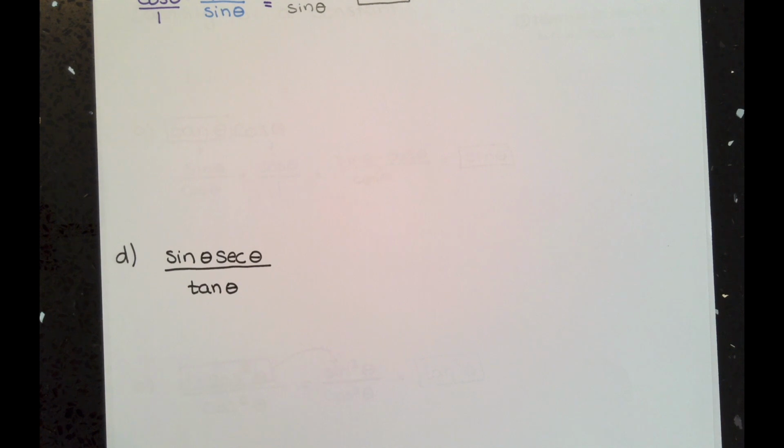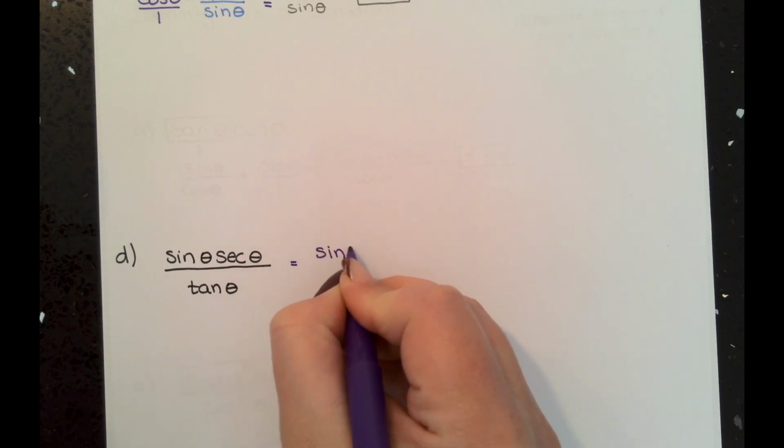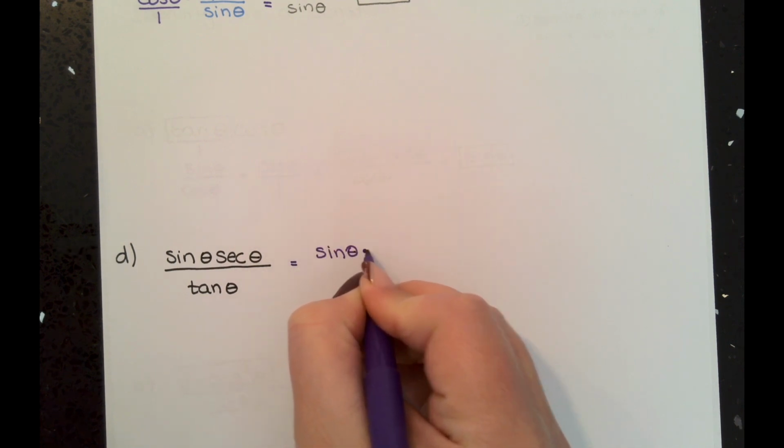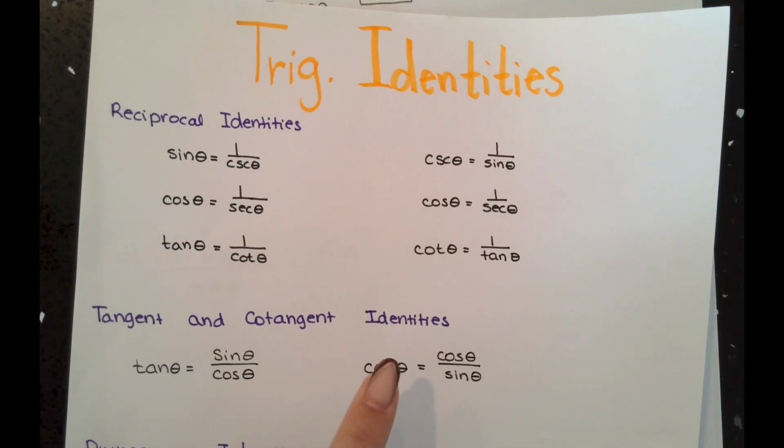Sine of theta times secant of theta divided by tangent of theta. Again, step number one is rewrite things in terms of sine and cosine. So I have sine of theta times secant. Now I know secant and cosine have a relationship with each other. What's that relationship? It's a reciprocal relationship. So that means secant, where's secant?